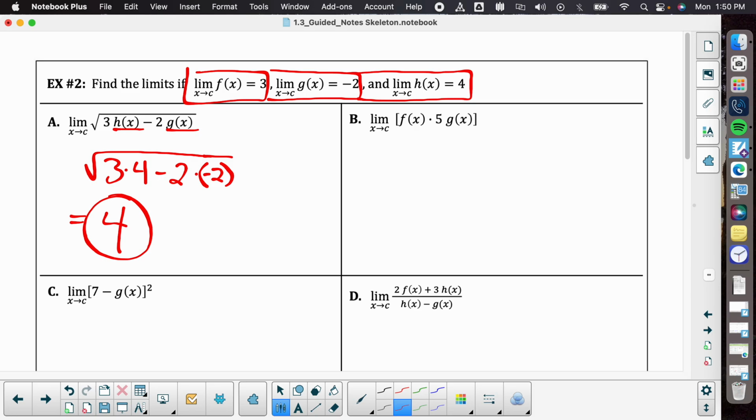And if I ever skip too much arithmetic and you're not sure where I got an answer from, just tell me and I'll try to write in between.